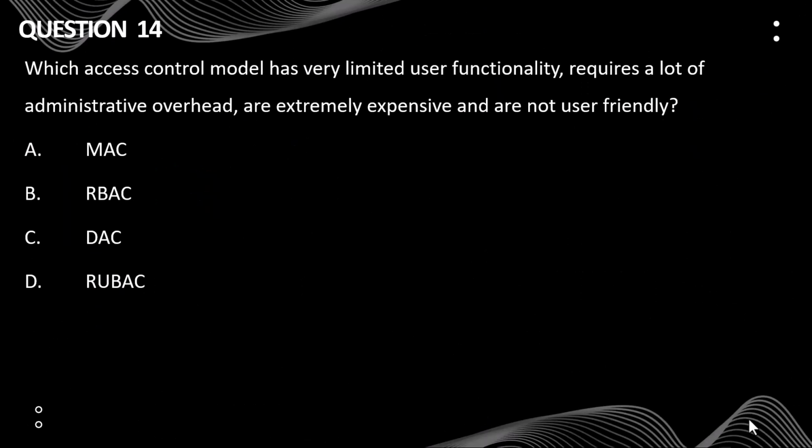Question 14. Which access control model has very limited user functionality, requires a lot of administrative overhead, is extremely expensive, and is not user-friendly? A. MAC. B. RBAC. C. DAC. D. RBAC. The answer here is option A.